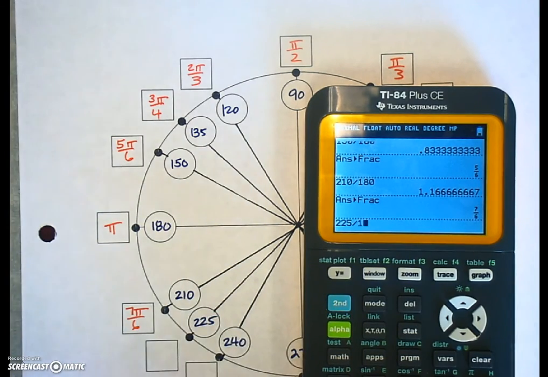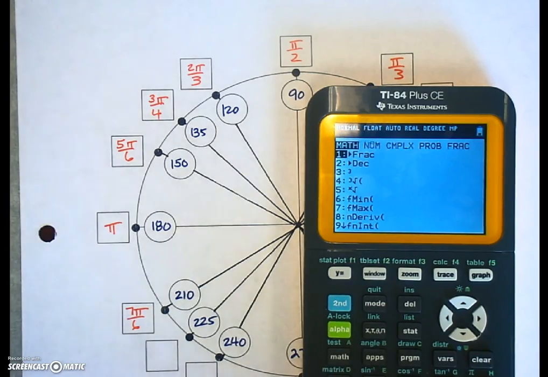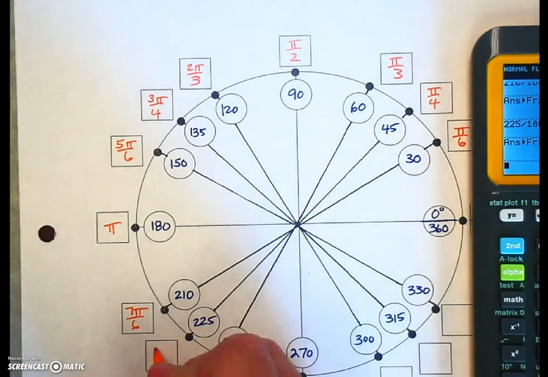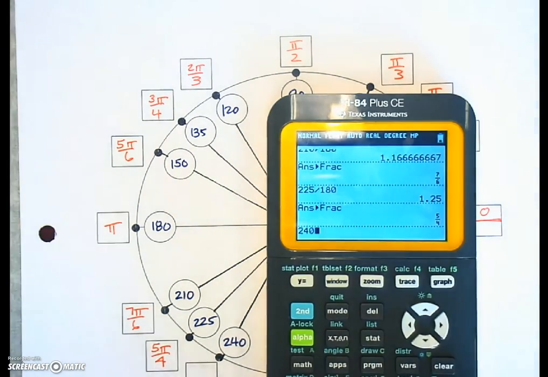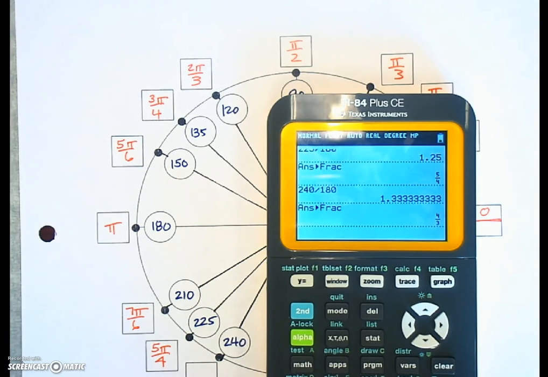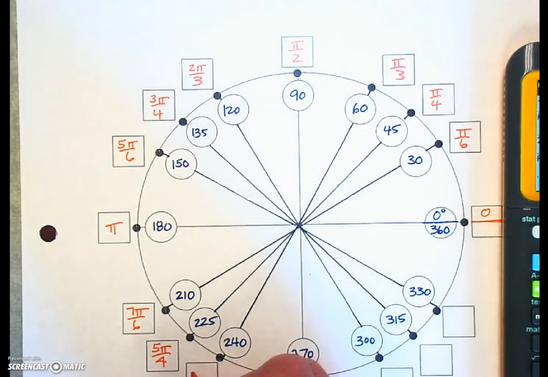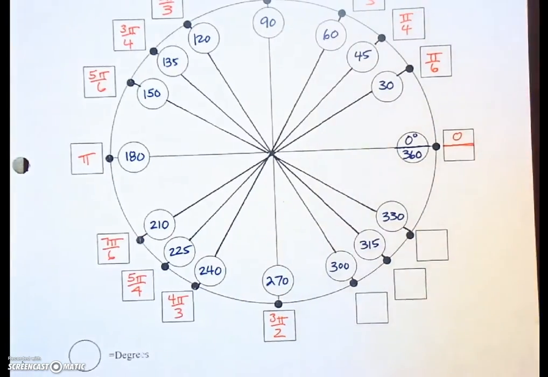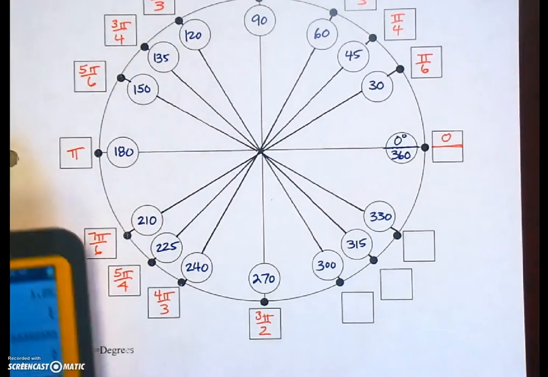225 divided by 180, 5 pi over 4. And 240 divided by 180 is 4 pi over 3. And then 270 is 3 pi over 2. That's 1.5 pi. Move it up so you guys can see there.